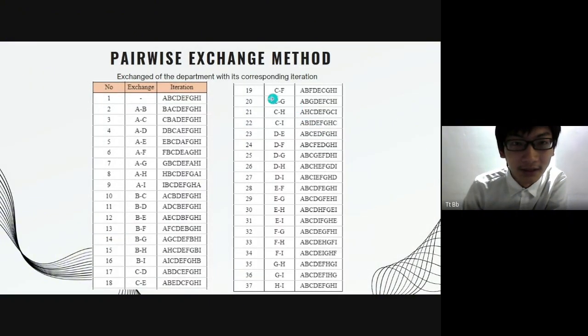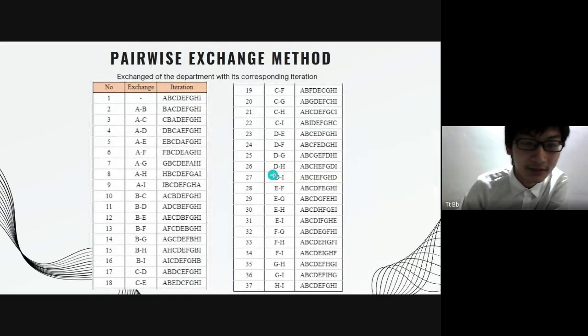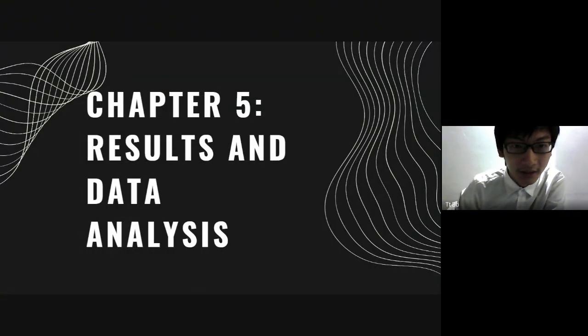These are the different iterations for the pairwise exchange method, which involves exchanging two departments in the arrangement and size of departments shown in the right-hand side figures. In total there are 36 exchanges of departments, starting from the exchange of department A to B, A to C, and so on until H and I. Later we discuss the results in the data analysis.